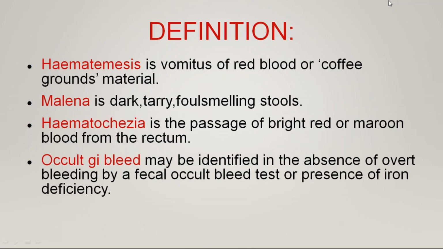Occult GI bleed means there is no frank blood in the stool, but when we examine microscopically, we can find RBCs, and there may be iron deficiency anemia. So occult blood means there is no frank blood, but we can find RBCs under the microscope. This is called occult GI bleed.